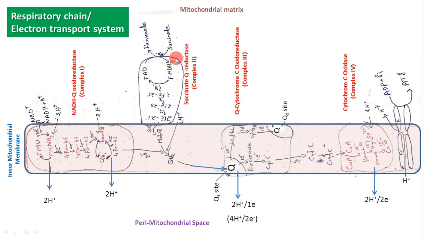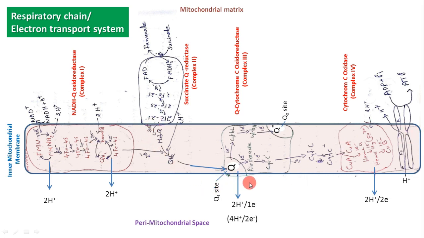That means if FADH2 is the source of electrons, then 6 H plus ions are pumped into the perimitochondrial space, and also a pair of H plus ions are utilized for the formation of water molecules.